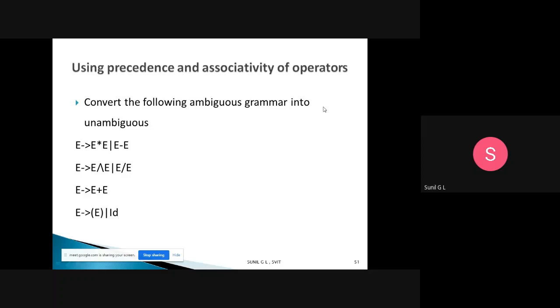So here, convert the following ambiguous grammar into unambiguous. We are using the same grammar for which we derived the parse trees, left derivations, and right derivations, and we will remove the ambiguity from the grammar. Here they have given E tends to E star E or E minus E, E tends to E square E, E slash E, E tends to E plus E, and E tends to id. This is the grammar they have given.